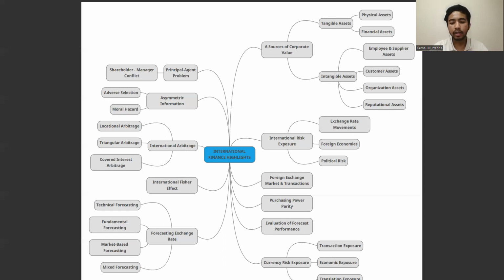Fourthly, international risk exposure. The three main points of international risk exposure are exchange rate movement, foreign economies, and political risk. Fifthly, foreign exchange market and transactions. It allows currencies to be exchanged in order to facilitate international trade or financial transactions. Sixthly, international arbitrage. This includes locational arbitrage, triangular arbitrage, and covered interest arbitrage.